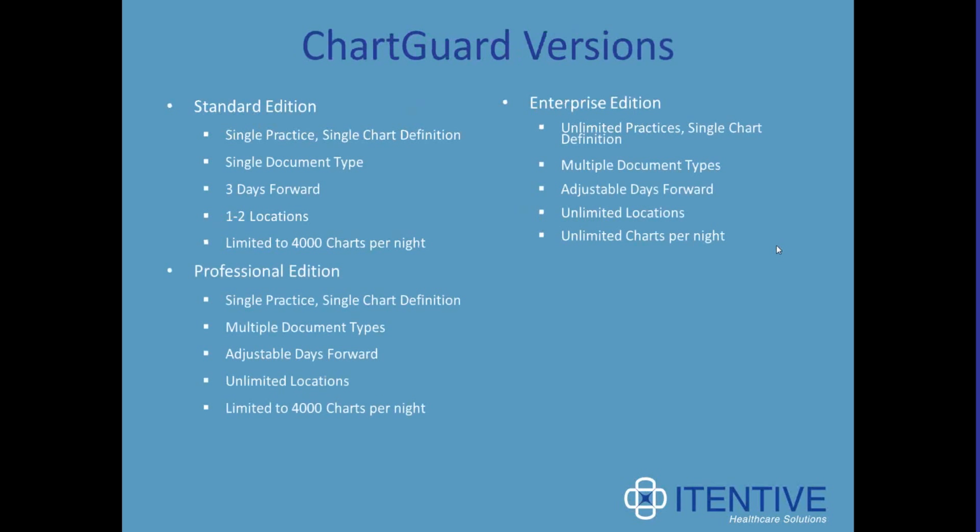Let me go over first the ChartGuard versions. There's the Standard Edition, a Professional Edition, an Enterprise Edition. The only reason we don't put pricing up here right now is because it's really different for everybody. It depends on what you're looking for, how many locations you have, the number of charts you process per night, if you want to be able to adjust the days going forward. For example, an OBGYN practice may not want 3 days. They may want to say, anybody in their third trimester, I want to see everybody's records, regardless of whether they're coming to see me in the next 3 days or not, because I want access to that information for whatever reason. So there are all types of nuances depending upon your type of practice.